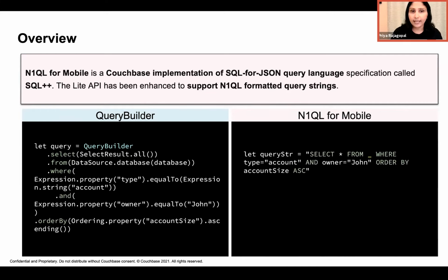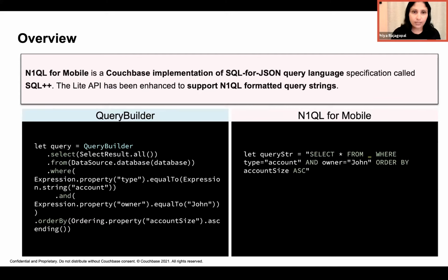So here's the equivalent N1QL statement. You do a select star from underscore. Here underscore refers to the database against which the query is applied. You can of course explicitly give a name over here and say select star from database name, say foobar, but in that case you have to make sure that that name matches the name of the database against which the query is applied.